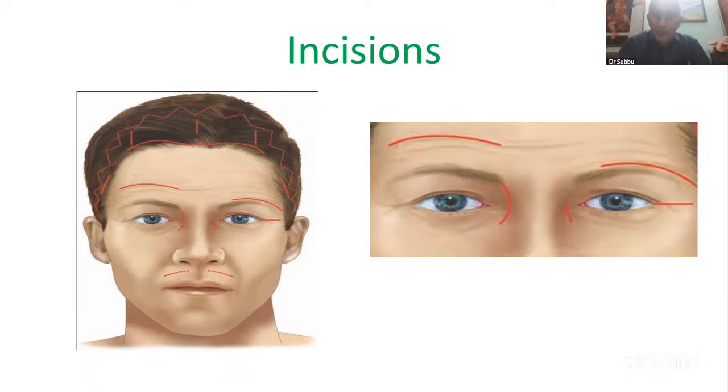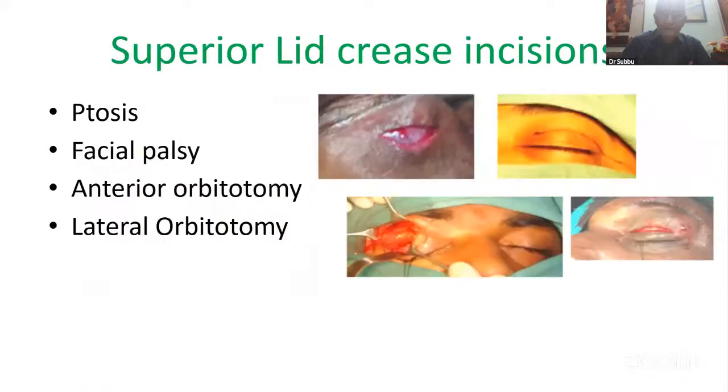Similarly, you can approach the orbit through the conjunctiva or subcaruncular spaces to have an approach into the orbit without leaving any scar.